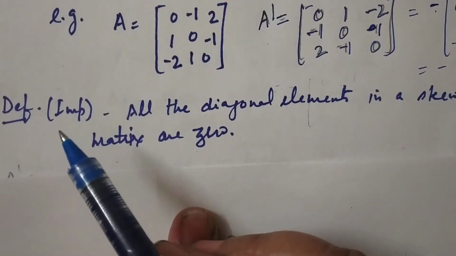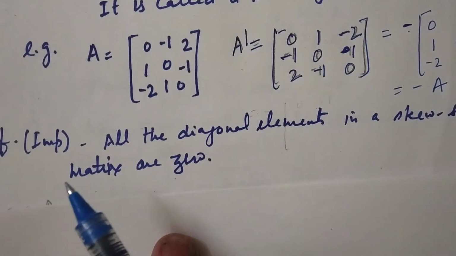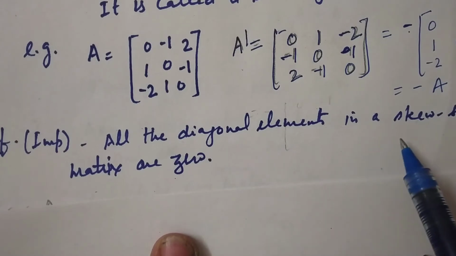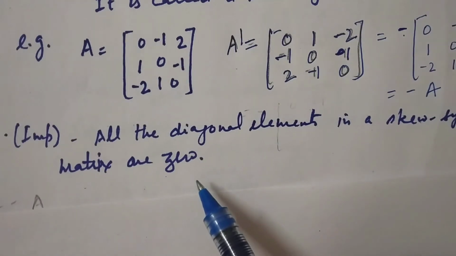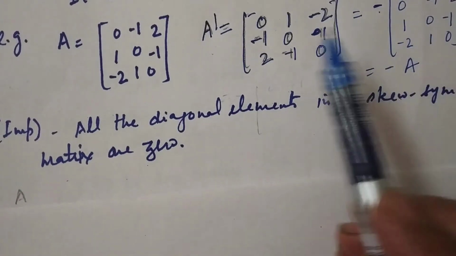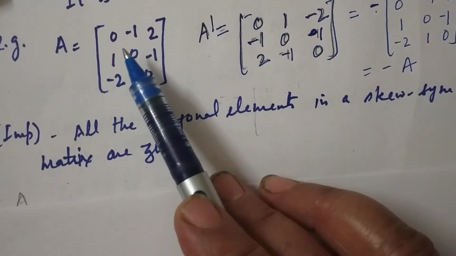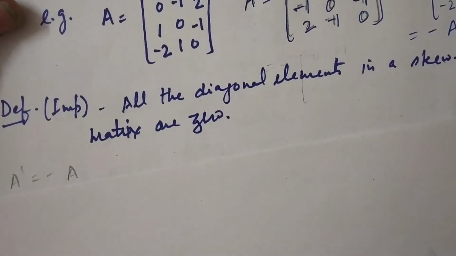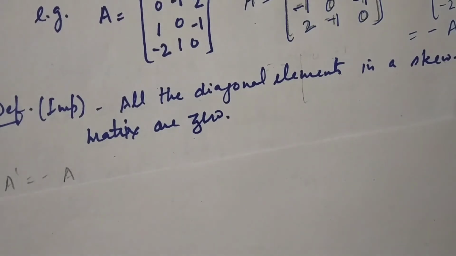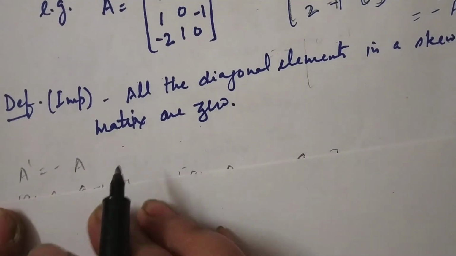One very important property that we need to remember here is that all the diagonal elements in a skew symmetric matrix are 0. Very important. And sometimes it is asked in the exam to prove as well. For that I will try to solve it. Suppose I have to prove that diagonal elements are 0. How am I going to prove it?